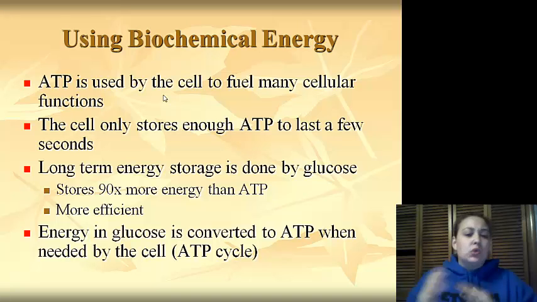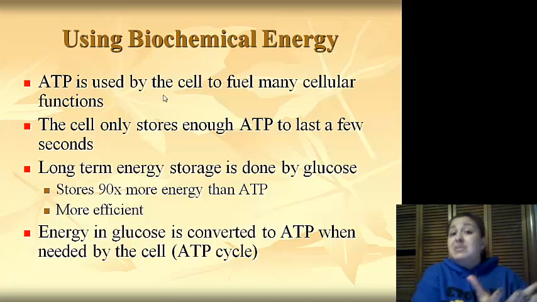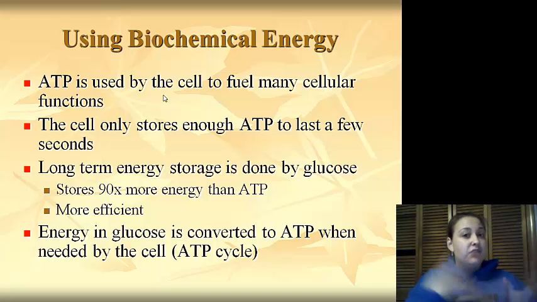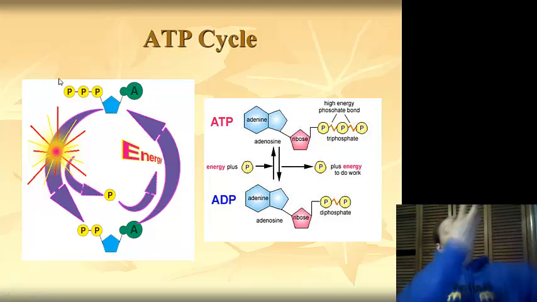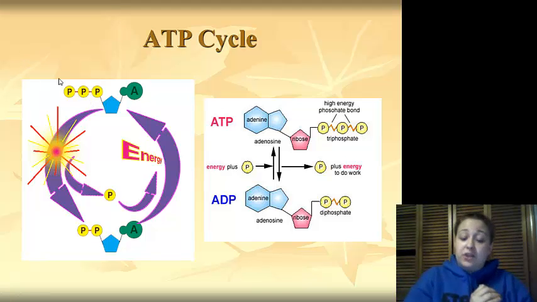But long-term storage is done by using sugars, creating glucose or glycogen or starches. They can store up to 90% more energy than one single ATP, so it's more efficient to store energy in something that can be stored long term. Energy in glucose is then converted into ATP when needed by the cell. So, ADP, and we add a phosphate, and we have to apply energy, which creates this quick, high-energy molecule that can then go off and be broken and be used in some sort of function.